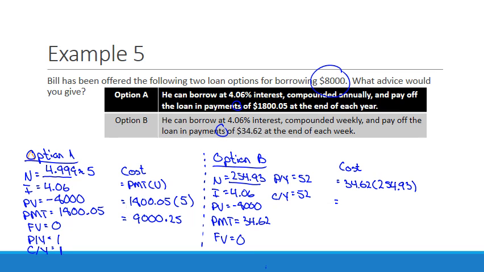Once we get that together, we get $8,825.68. Okay, so what would your advice be? Well, your advice likely would be to go with option B because he pays less interest in that model. So that's your advice, Bill. Go with option B. Okay, that wraps up everything for this second part of the loans video.